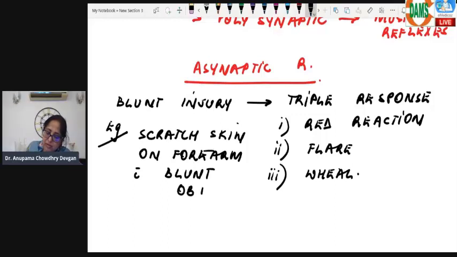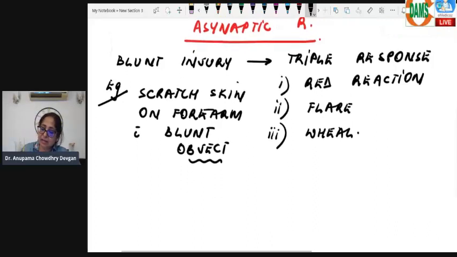The triple response has three components. What are the three components? There is a red reaction, there is a flare, and there is a wheel. Now, it is this flare response which is because of the axon reflex. There is first a redness which is seen. Flare is a spreading redness. And number three is wheel. Wheel is a slight swelling which is seen over the area.